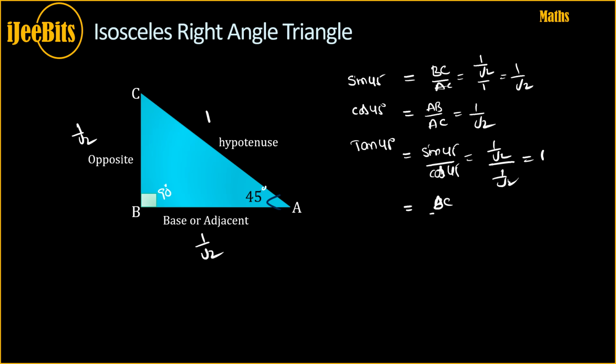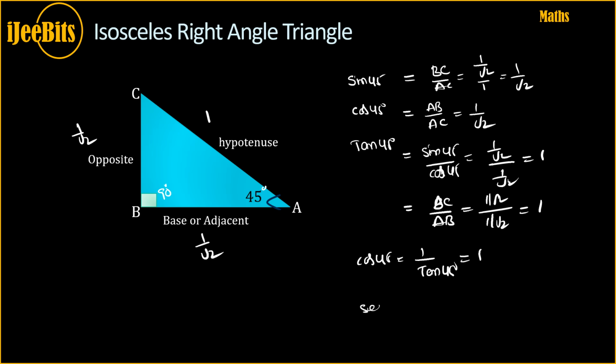Opposite side BC by adjacent AB is also 1 by root 2 by 1 by root 2, which you can cross-cancel, so you get 1, right? So cot 45 means how much? It is the reciprocal of tan 45, which is nothing but 1.